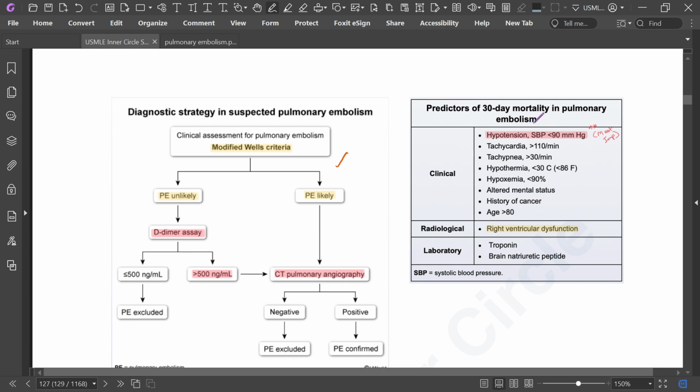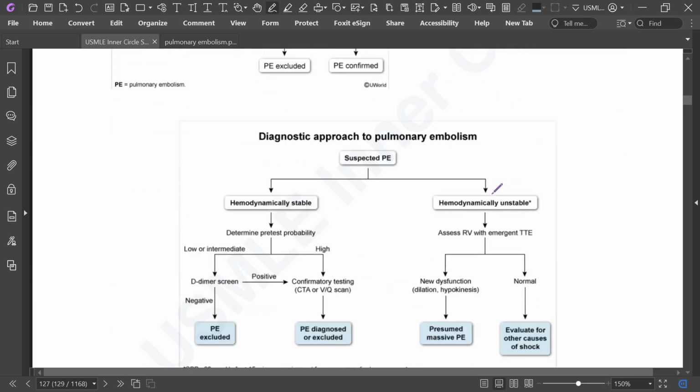These are the predictors of 30-day mortality in pulmonary embolism. Clinically: hypotension, systolic blood pressure less than 90, tachycardia, tachypnea, hypothermia, hypoxemia, altered mental status, history of cancer, and age more than 80. Radiologically, right ventricular dysfunction, and labs show elevated troponin and BNP. These are the predictors of 30-day mortality in PE.